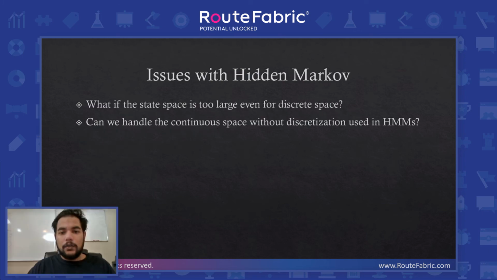There are a couple of issues with hidden Markov chain. If the state space is too large, Markov chain struggles handling it in the discrete space. And if continuous variables are given to a hidden Markov chain, during the discretization process, which is converting continuous variables into discrete variables, the hidden Markov chain struggles a bit.